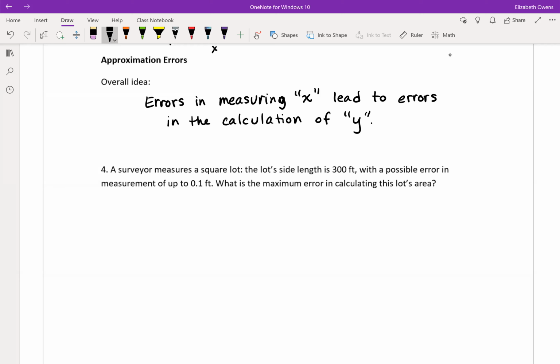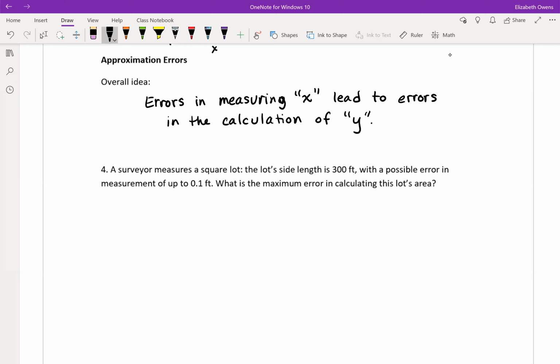So let's look at this in terms of a problem. All right, a surveyor is measuring a square lot. The lot's side length is 300 feet with a possible error in measurement of up to 0.1 foot. What is the maximum error in calculating this lot's area?